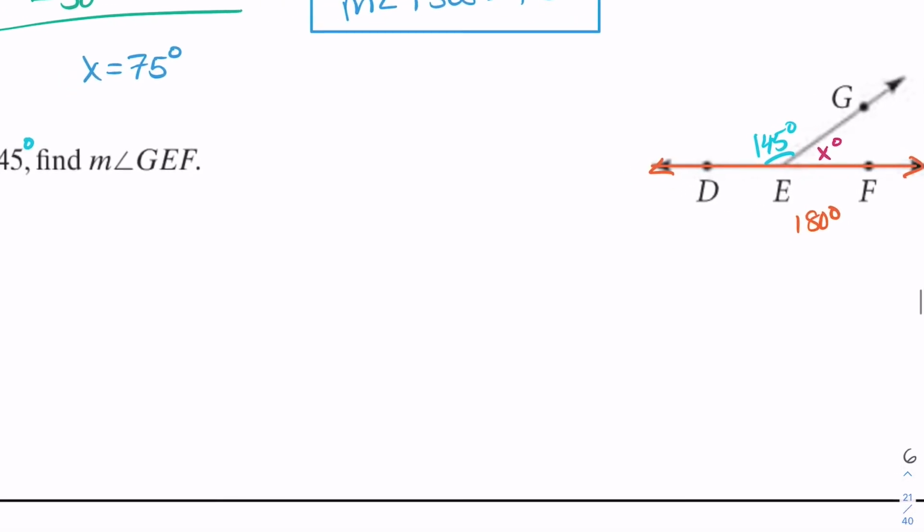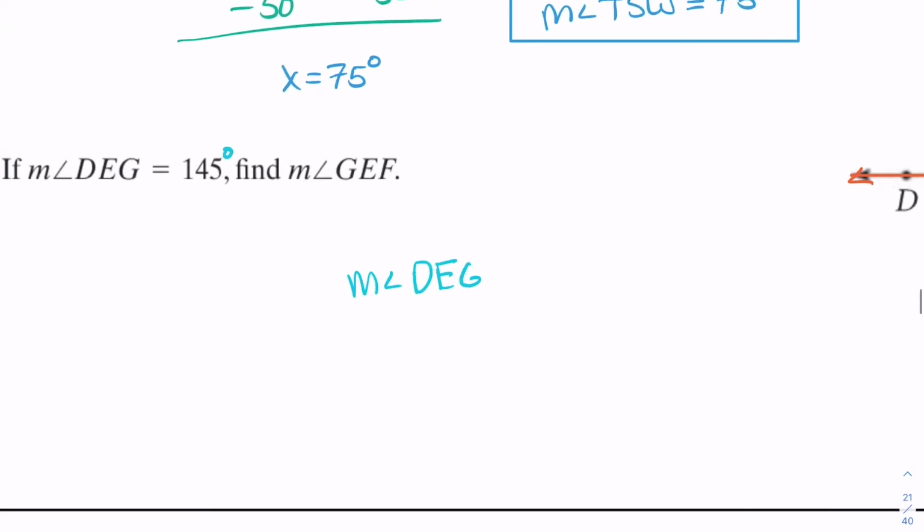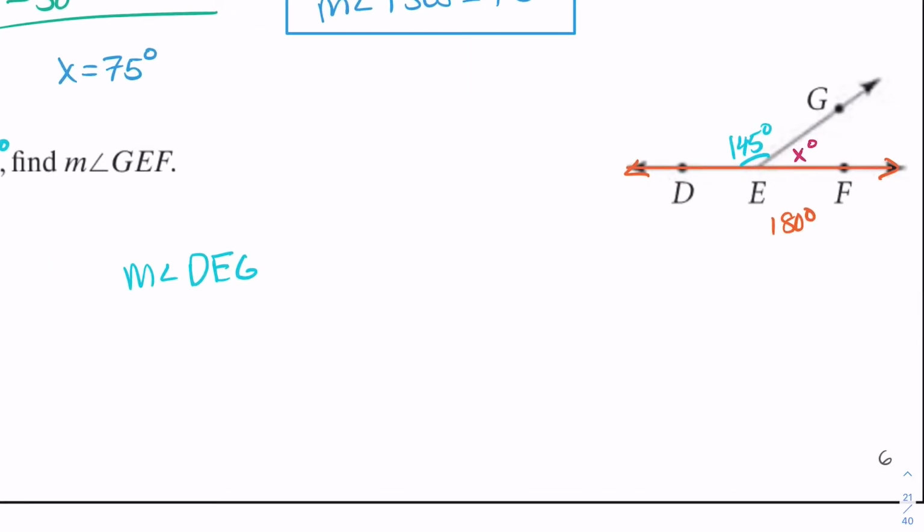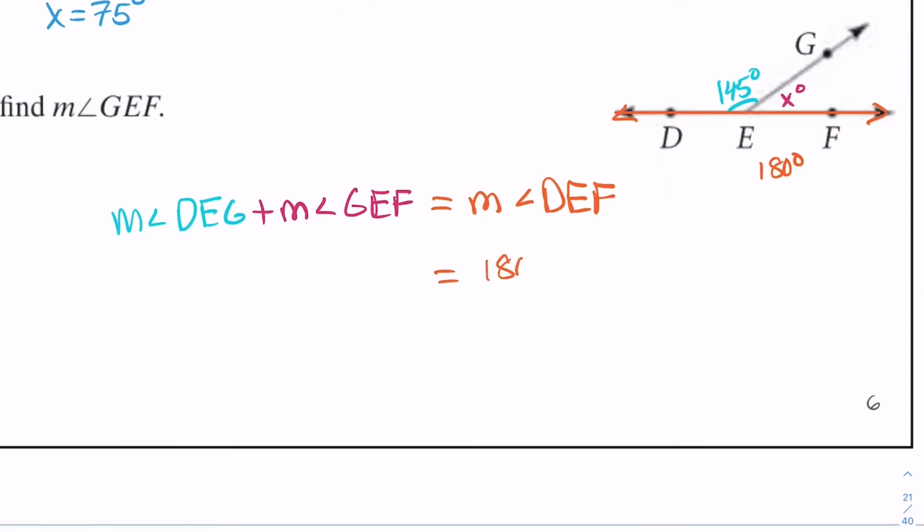I'm going to say that the measure of angle DEG plus the measure of angle GEF is equal to the measure of angle DEF. So the measure of angle DEF is 180 degrees. I don't really need parentheses. I don't know why I'm using them.